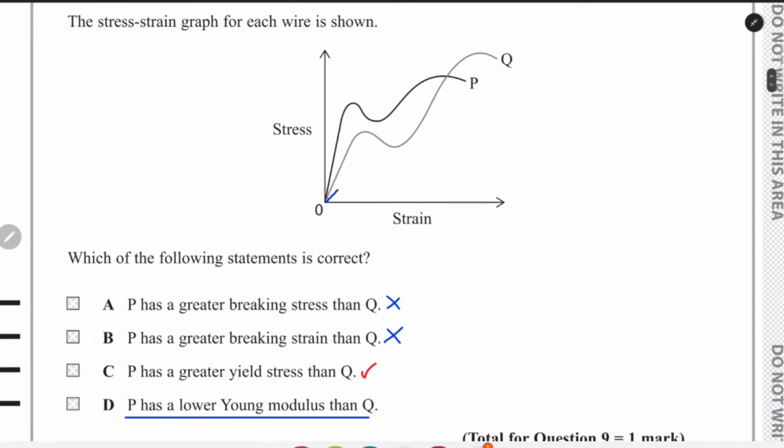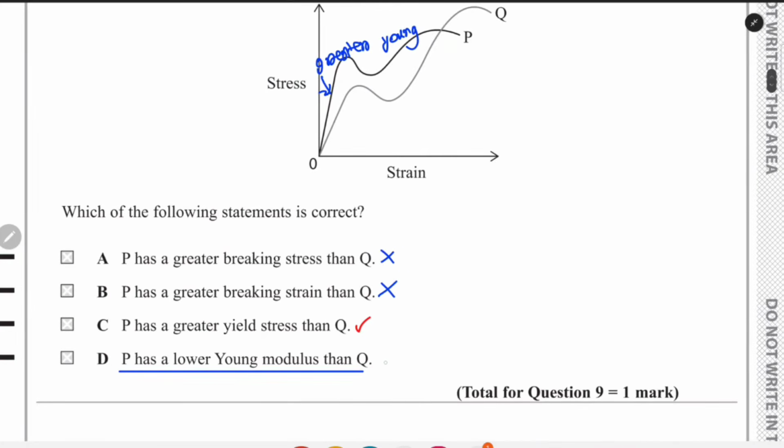Lower Young modulus would mean that the gradient is smaller. However, if we look at the start, the gradient of P is more than the gradient of Q. So P has a greater Young modulus, which is contrary to our statement over here. So for this question, C is the answer.